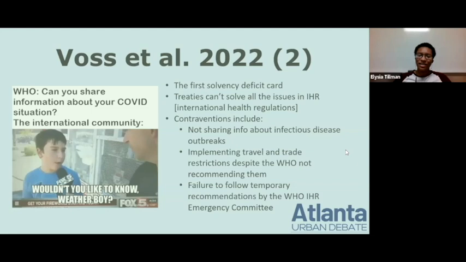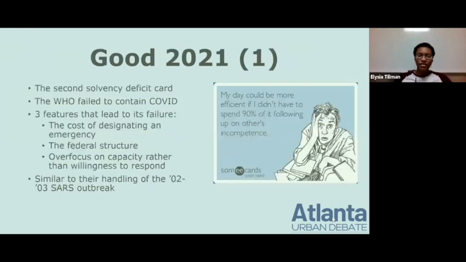So it relies on the countries actually doing the things that they recommend, actually working together, actively collaborating in order to be effective at both detecting and responding to things like pandemics. And other countries are kind of just like, I don't feel like doing that. So that makes them overall very ineffective. The second solvency deficit card from Good in 2021 talks about how if we just look at COVID specifically, the WHO really just fumbled it.